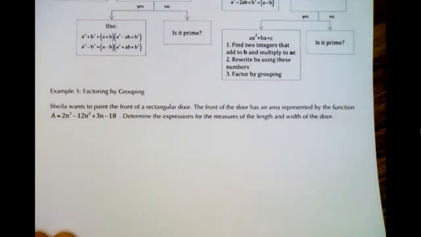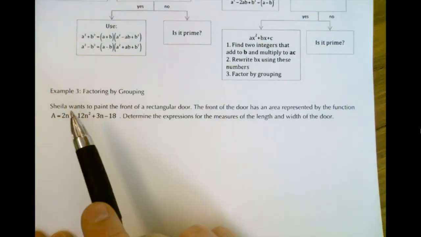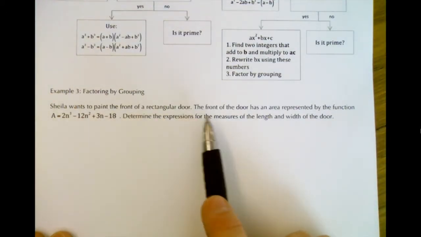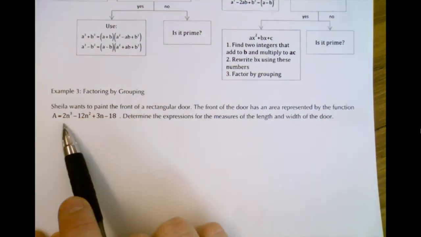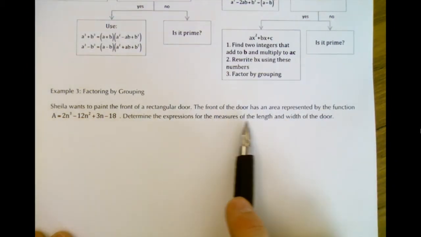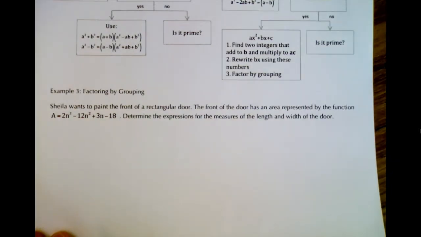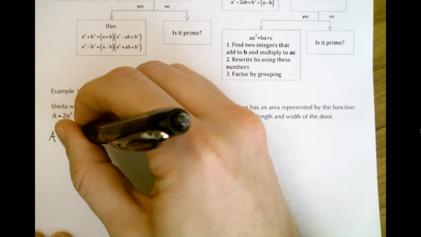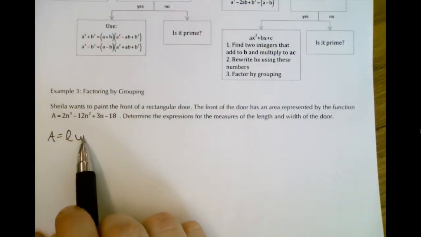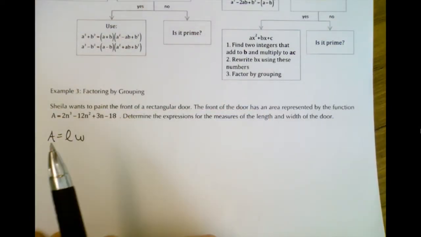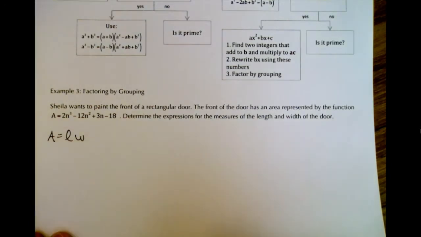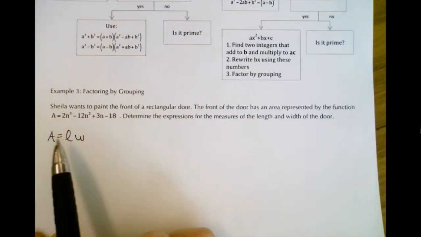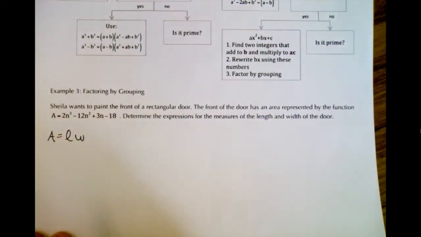And this is an application type question. Sheila wants to paint the front of a rectangular door. The front of the door has an area represented by this function. Determine the expression for the measure of length and width of the door. Well, if it's a rectangle, we know that area is length times width. So something times something. So if we can factor this into an expression where it's something times something, or factored form, then the first factor could be our length and the second factor could be our width. So let's try factoring.